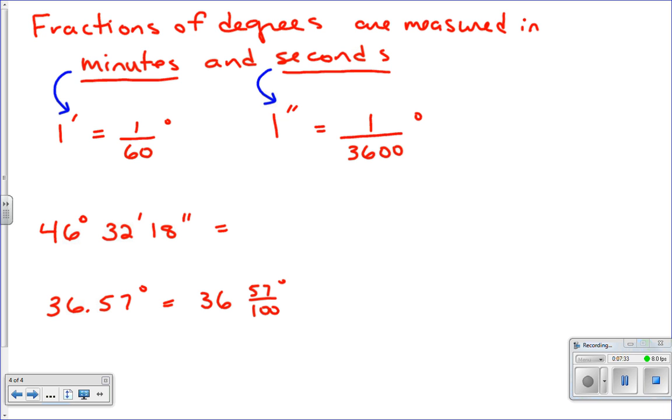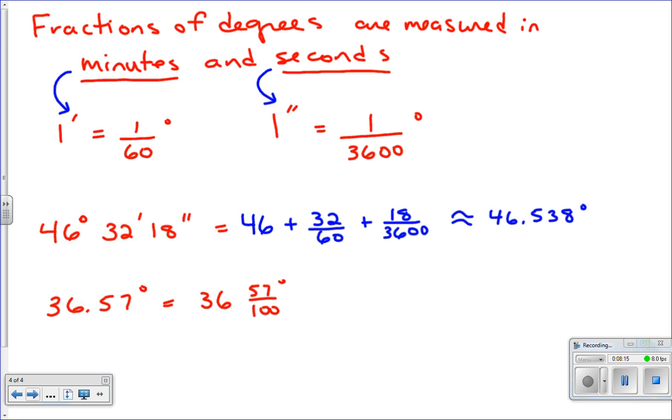Okay, so let's practice putting that into decimal degrees. So we know it's going to be 46 and something degrees. So we can do it like this. We can say, well, it's 46 degrees plus 32 of those minutes, which are 60ths, plus 18 seconds, and a second is 1/3600. And so we can do that addition on our calculator, and we end up with approximately 46.538 degrees.